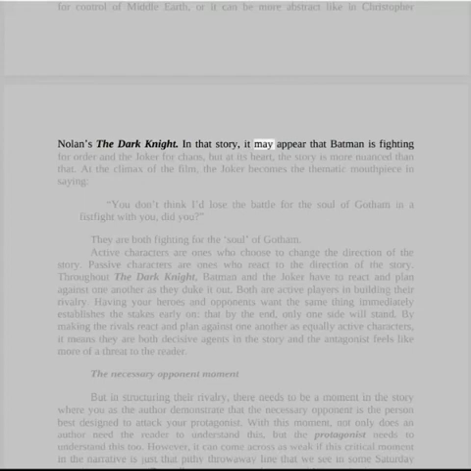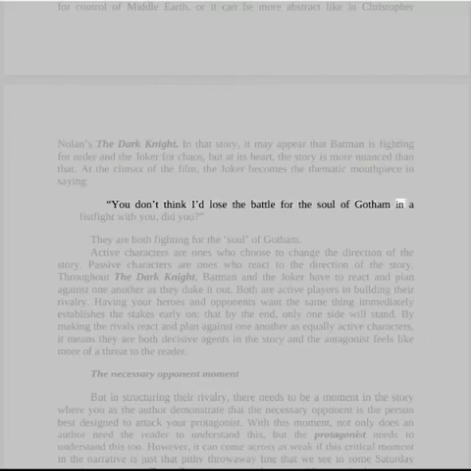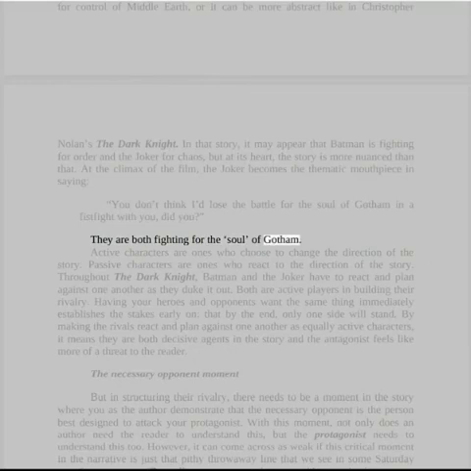In that story, it may appear that Batman is fighting for order, and the Joker for chaos, but at its heart, the story is more nuanced than that. At the climax of the film, the Joker becomes the thematic mouthpiece in saying, "You don't think I'd lose the battle for the soul of Gotham in a fistfight with you, did you?" They are both fighting for the soul of Gotham.